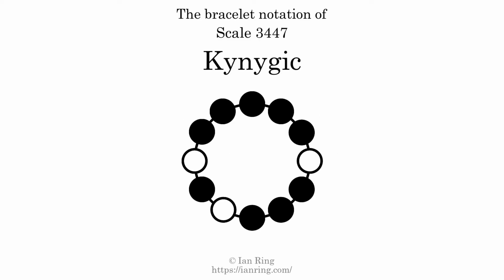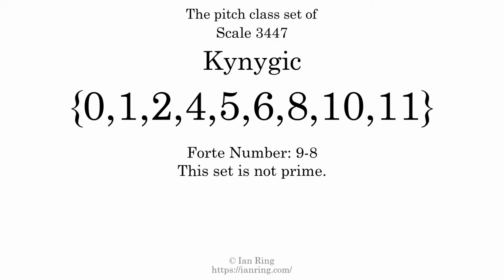This is a bracelet notation diagram of scale 3447. The shaded circles represent tones that appear in the scale, and they are read clockwise, starting at the top. The pitch class set for this scale is 0, 1, 2, 4, 5, 6, 8, 10, 11. The prime form is 9, 8. This set is not prime.